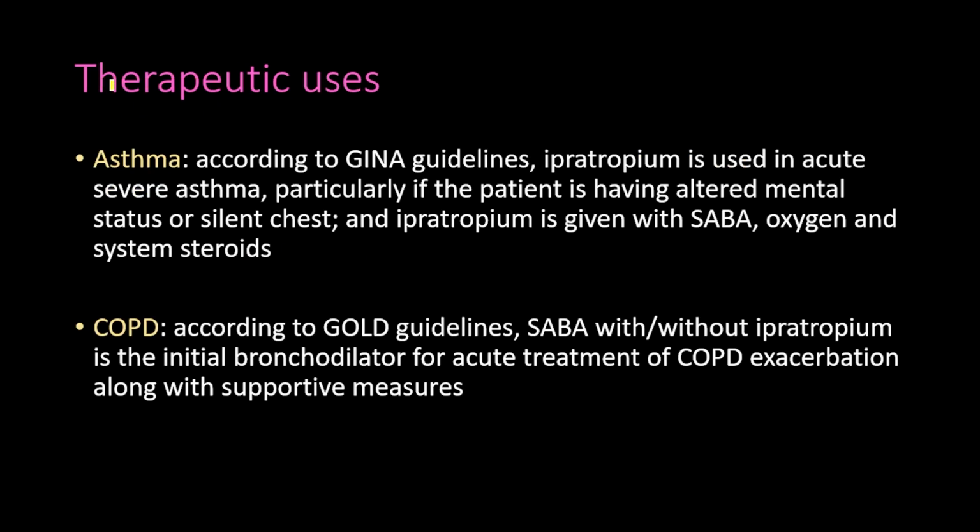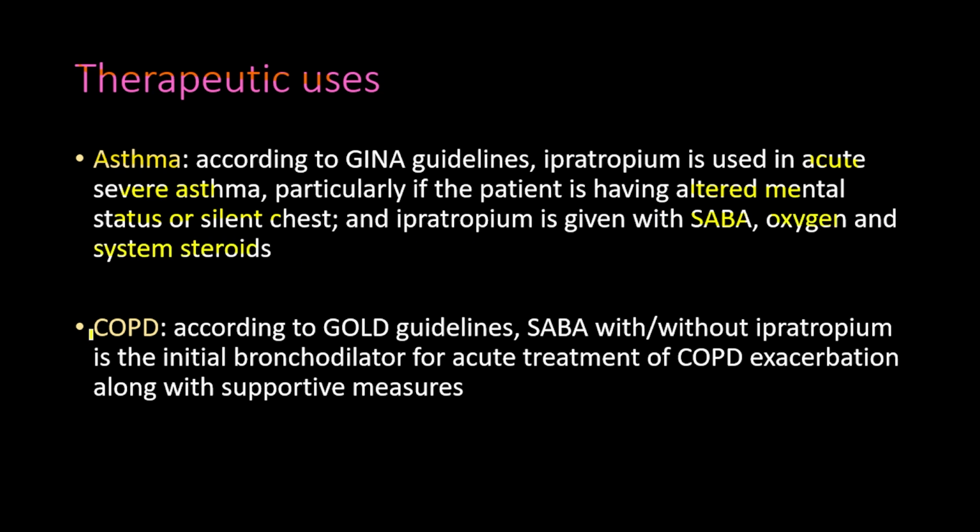Now let's talk about the therapeutic uses of the Ipratropium. So it is used in asthma treatment. According to the GINA guidelines, the Ipratropium is used in acute severe asthma, particularly if the patient is having altered mental status or silent chest. So especially in severe attacks. And the Ipratropium is given with short-acting beta agonists, SABA, oxygen, and systemic steroids.